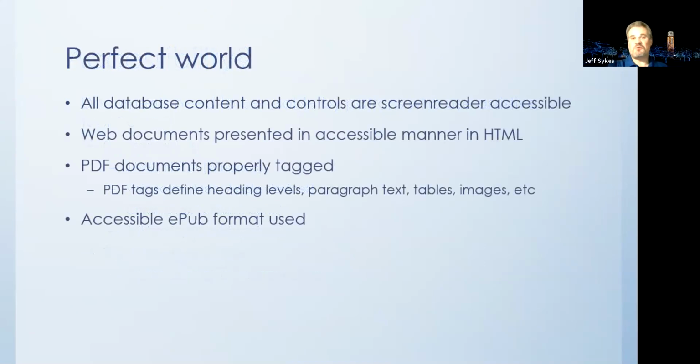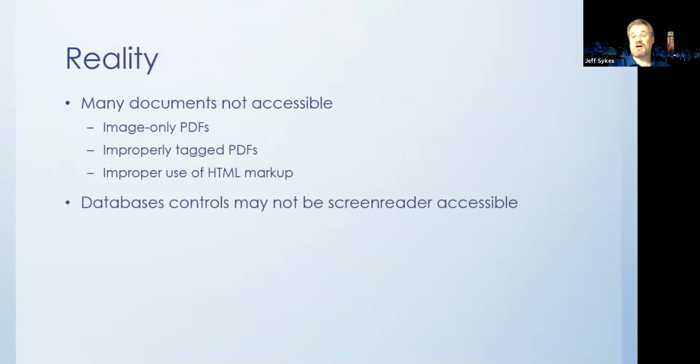So in a perfect world, I think we all know all database content and controls would be screen reader accessible. Web documents would all read properly. PDF documents would all read properly. They would have the tags in the background that describe heading levels, paragraph levels, tables, images, and accessible EPUB format would be used. And of course, we know we don't live in a perfect world. And so the reality is that many documents aren't accessible. You might run into databases that have image-only PDFs, something that was simply scanned.